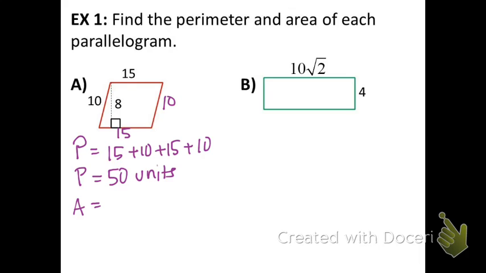For our area, we're going to take our base, in this case it's 15, times our height, and our height has to be perpendicular to that, so that's where that 8 comes in. And 15 times 8 is 120 units squared.